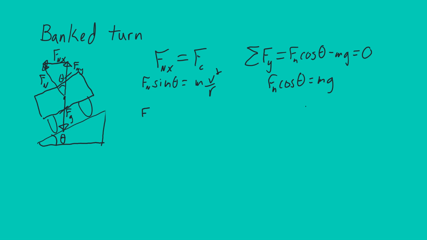So this is going to look like Fn sine of theta over Fn cosine of theta, right? Fn's cancel out, and we have m v squared over r divided by mg. So we can simplify this out. Sine over cosine is going to give us tangent of theta, and our masses cancel on this side. So we are left with velocity squared over radius times gravity.